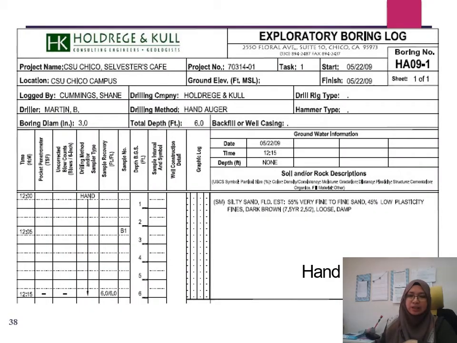So this is the log report, the boring log from the hand auger. You can record the details into the logbook. For example, if you take a soil sample, you can write down the depth of the sample. Make sure you put it in a proper container and then label it. So what is the depth? So that you can describe it in more detail. For example here, they describe it as silty sand and so on, for further observation.